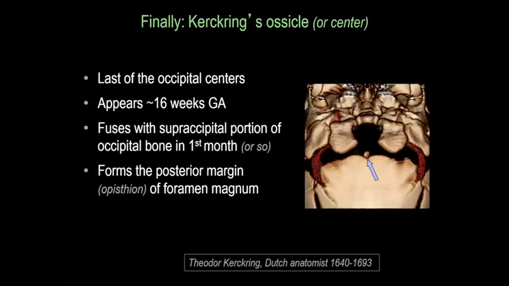It appears as a chondral center at about 16 weeks gestational age and fuses with the supraoccipital portion of the occipital bone in the first month or so. It's relatively variable. It forms the posterior margin or arc of the foramen magnum. That is called the opisthion, this particular region here.